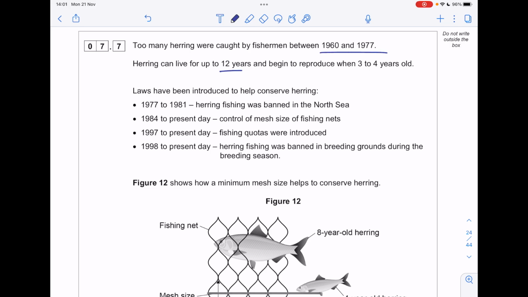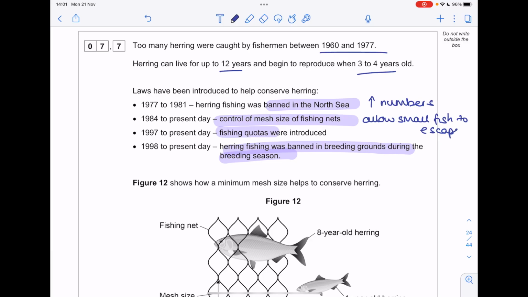Herring can live for up to 12 years and reproduce aged 3 to 4. Laws have been introduced to help conserve herring, such as banning fishing, control of mesh size, fishing quotas, and herring fishing banned in breeding grounds during the breeding season. So this is obviously to just increase the numbers. Small mesh size allows small herring to escape. Fishing quotas limit the numbers caught.